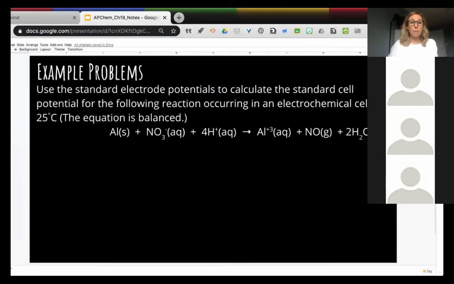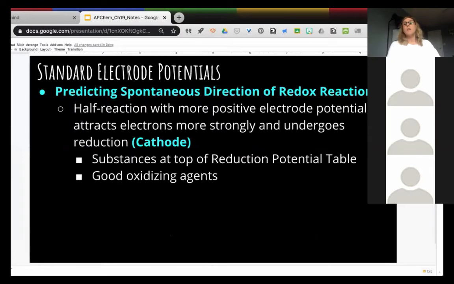And just like always, stop me if you have any questions or you're not sure where I got numbers. Make sure you ask questions as we're going along here. Okay, so when we predict the spontaneous direction, we can also use the chart to do that.